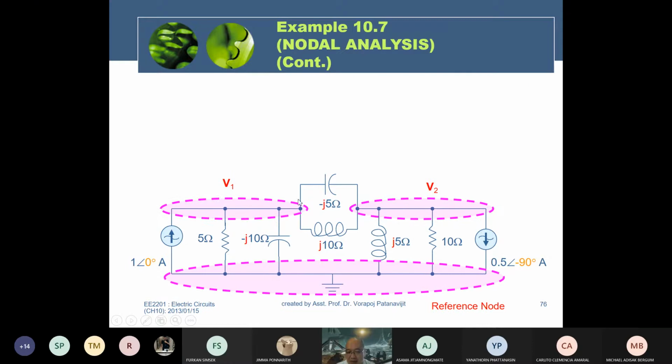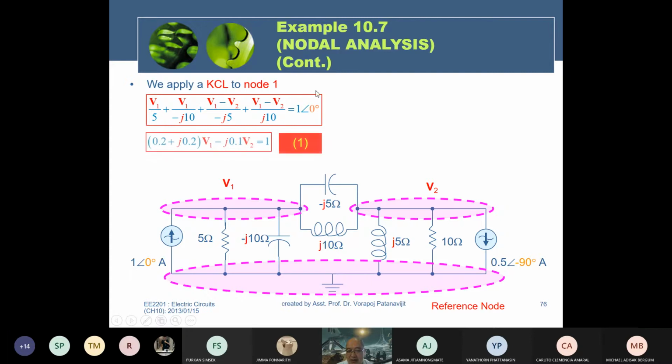At node 1, how many branches connect to it? 1, 2, 3, 4, and 5. Five branches connect between node 1 and the other nodes. How many currents get in? Only one, 1 at 0 degrees. We can apply Kirchhoff's current law at this node. Only one current gets in, and the rest are resistances or impedances, which we assume to get out.